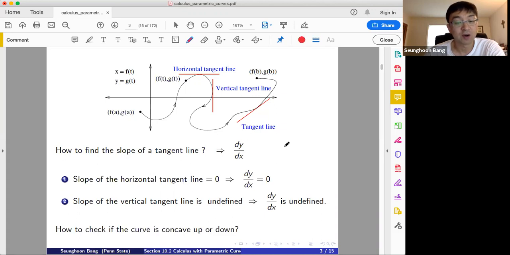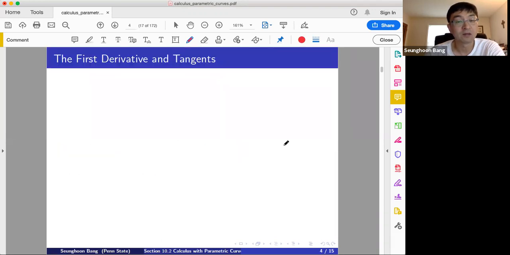How do we check if the curve is concave up or down? We can use the second derivative, d squared y over dx squared. We can check these kinds of things using the first derivative and tangents. How can you find them? The next one.